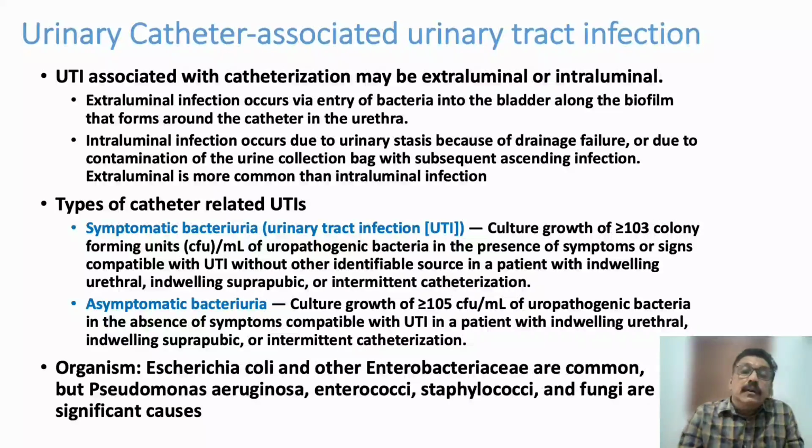So many patients on catheter can have urinary tract infection. Depending on the symptom, depending on the immune status, we have to treat the patient. Organisms are mostly E. coli, Enterobacteria, Pseudomonas, Enterococci, Staphylococci, fungi, all these things. So look at the creatinine value, look at the blood culture. If the patient is going for a sepsis, then better to treat the patient. If the patient is having immunocompromised status, then better to treat the patient, even if there are no clinical features of urinary tract infection.